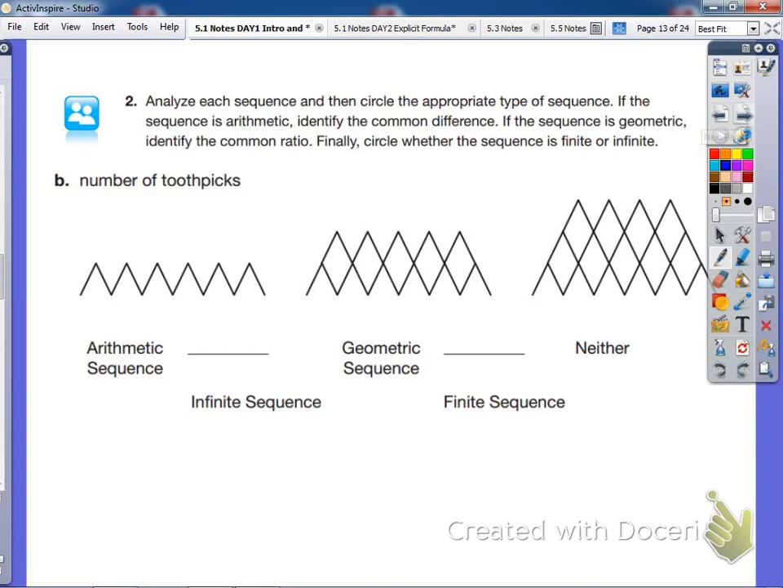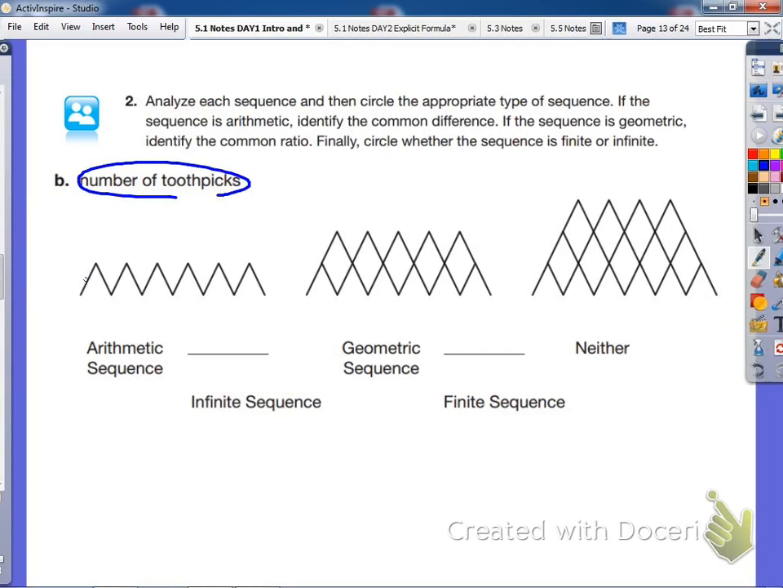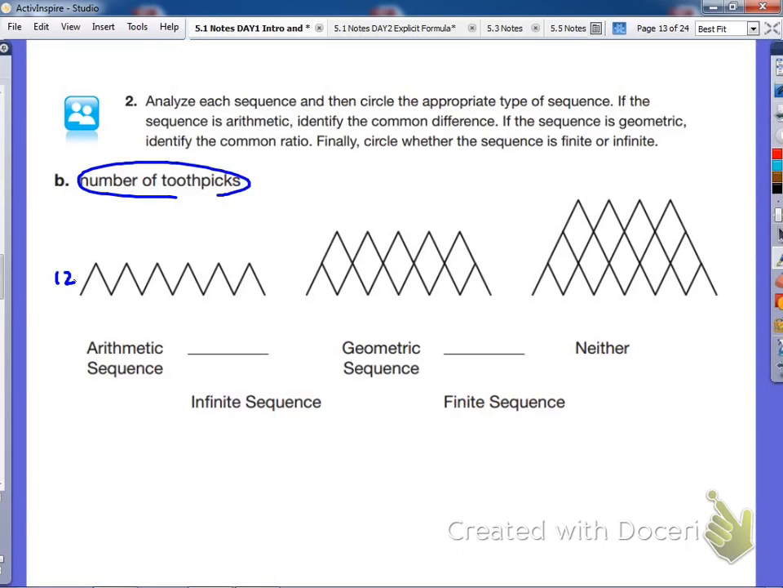Next up, here we have the number of toothpicks. Okay, so let's count it. 1 toothpick, 2 toothpicks, 3, 4, 5, 6, 7, 8, 9, 10, 11, 12. I count 12 toothpicks right here. In the next picture I see 1, 2, 3, 4, 5, 6, 7, 8, 9, 10, 11, 12 on the bottom row. The second row is 1, 2, 3, 4, 5, 6, 7, 8, 9, 10 toothpicks. And so that's a total of how many toothpicks? 22 toothpicks. And over here we got 12 toothpicks.